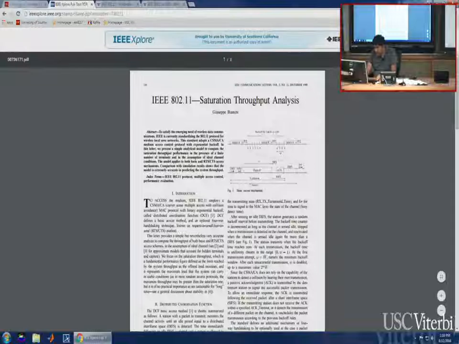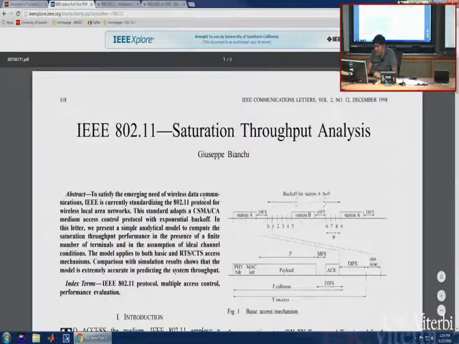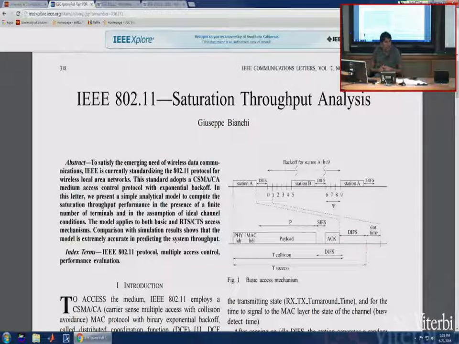So what we're going to talk about now is how we analyze the saturation throughput, not of CSMA in the simple P-CSMA model, but for the IEEE 802.11 version of CSMA. The analysis that we're going to talk about came directly from a paper in 1998 by Giuseppe Bianchi. He was the first to look at how that standard, while it was being proposed, very close to when it was being standardized, could be mathematically explained in terms of the throughput you're going to get.